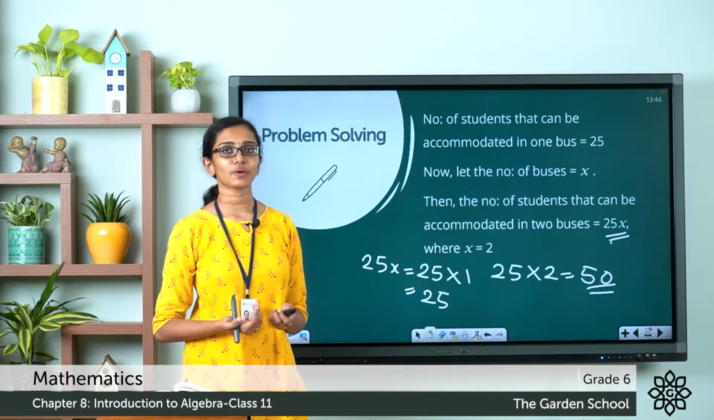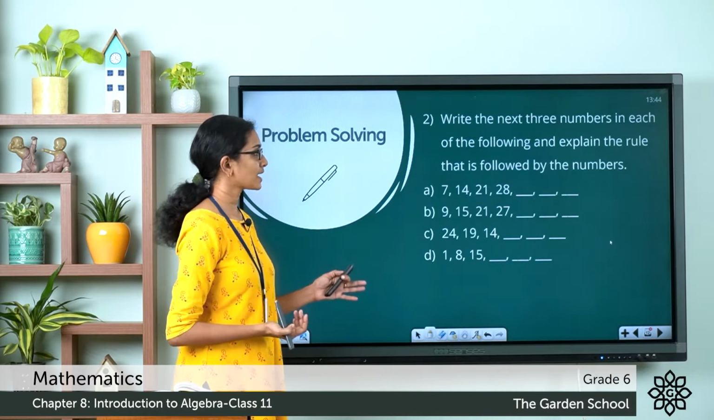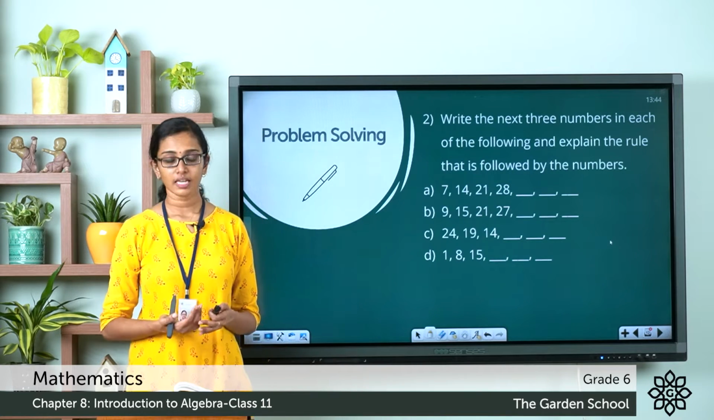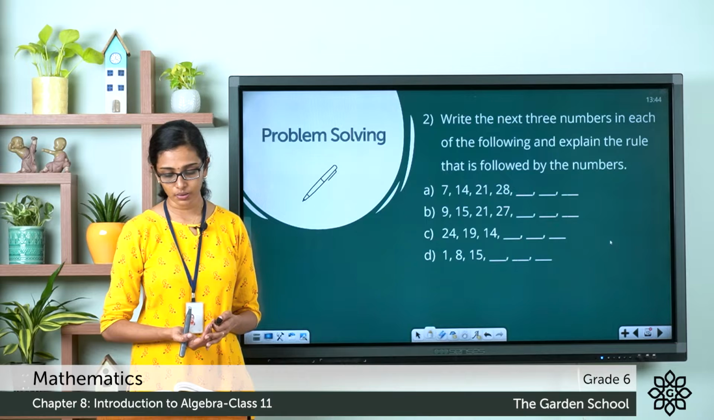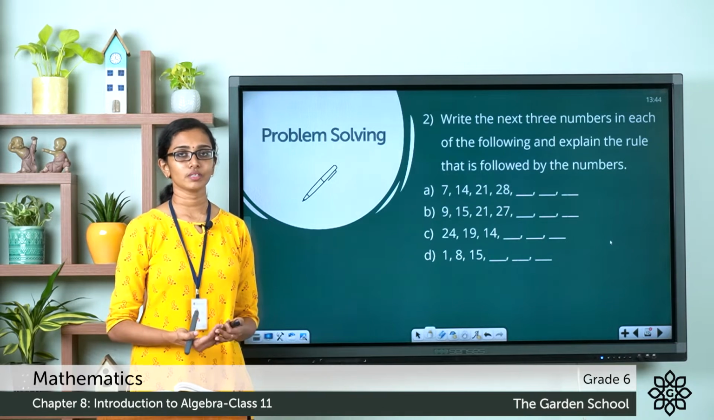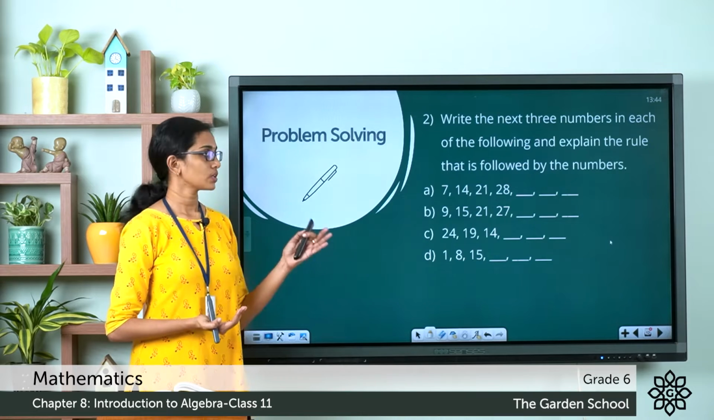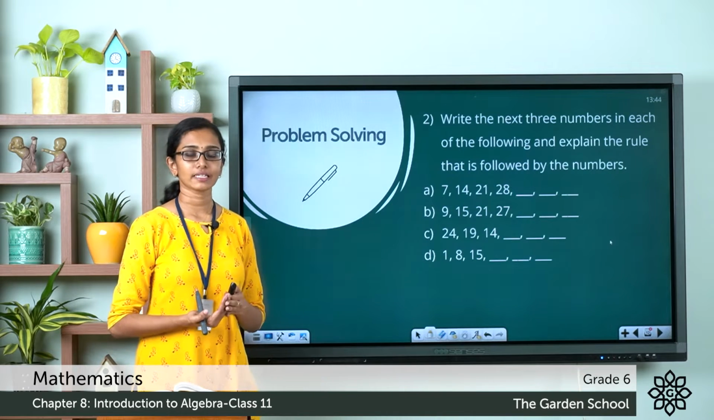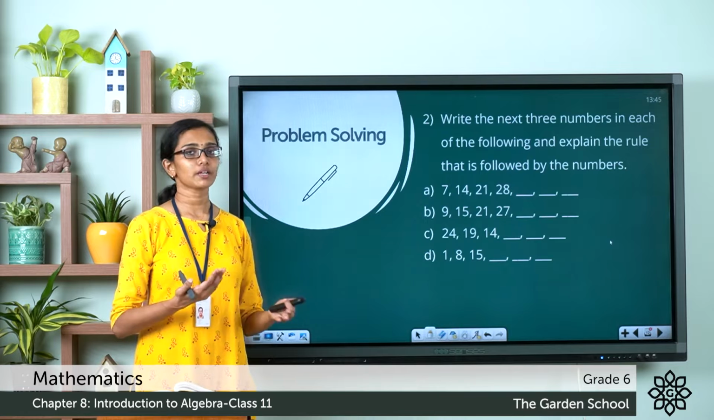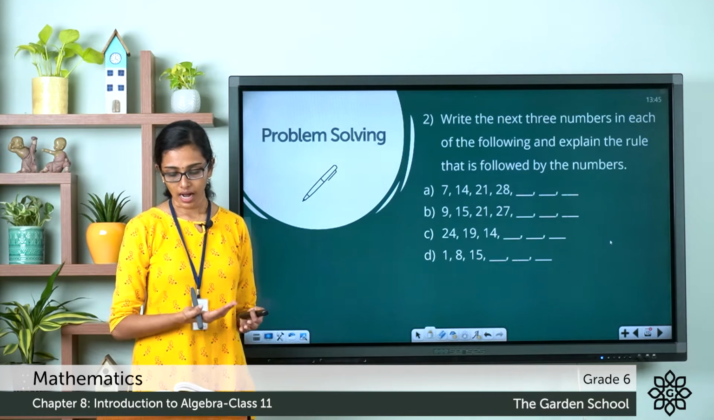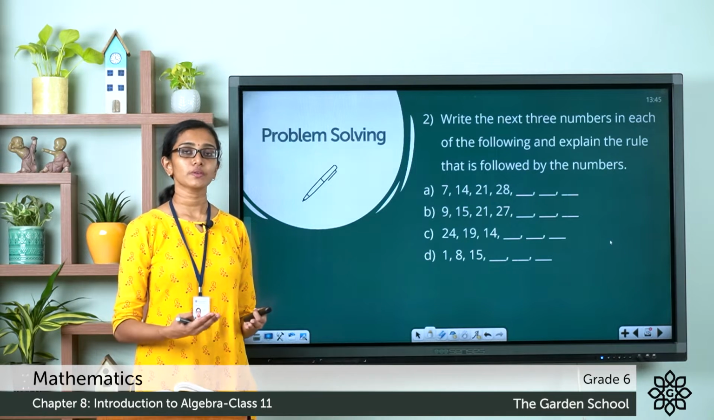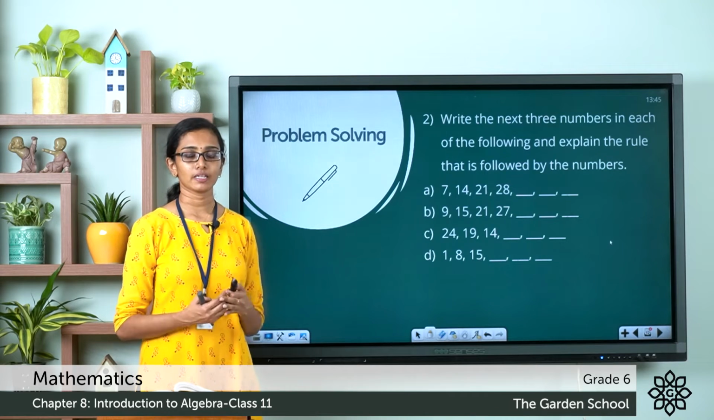Let's discuss the second question now. It says, write the next 3 numbers in each of the following and explain the rule that is followed by the numbers. So, here you are given a few number patterns. You have to observe each of the patterns carefully and find the pattern rule. And you are asked to explain a general rule for these number patterns.